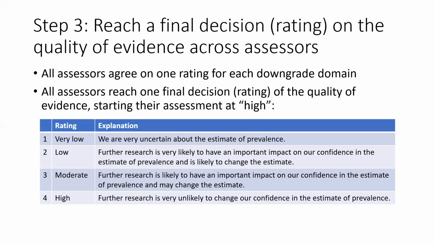Finally, the final rating on the quality of evidence across assessors is again very similar to what you're used to in GRADE. So all assessors basically agree on one rating for each downgrade domain, and then jointly come to a final conclusion with the ratings shown in the table. And you can see the explanations of the ratings are very similar to those in GRADE, so moderately modified.